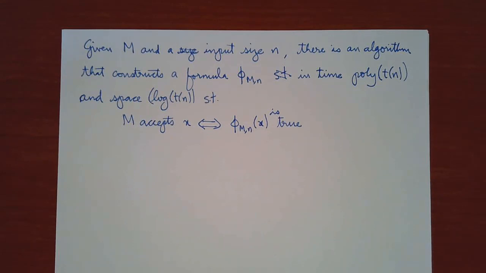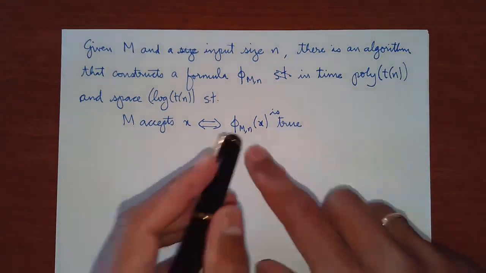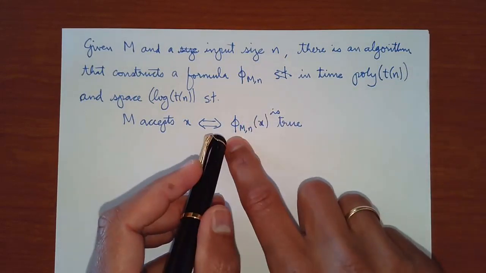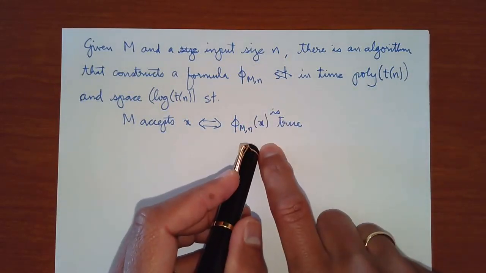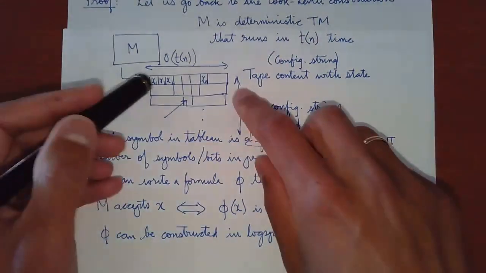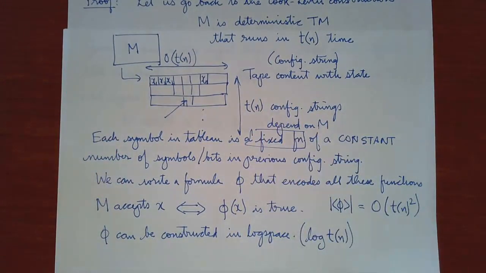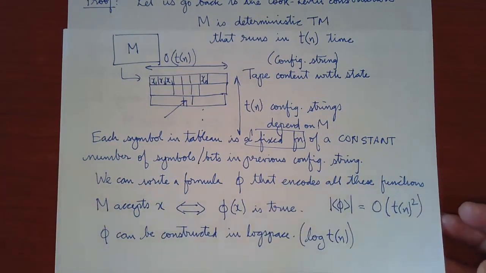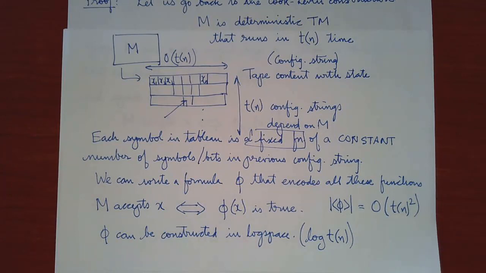What do you mean by phi mn of x? So think of phi mn as a formula that depends on mn, but the inputs to m are x. The inputs to the formula. So the formula. Okay, so sorry. There is something that I'm fudging here.